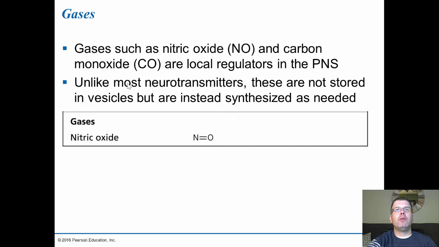Now, there are some other chemicals like nitric oxide and carbon monoxide that are also regulators of the peripheral nervous system, but they're not neurotransmitters stored in vesicles; they're synthesized as needed. Now, nitric oxide, we've talked about this before as a way to stimulate vasodilation. I mentioned this. This is Viagra and that, and also in stimulating blood vessels in the heart. So you do see this a lot of times in the periphery, to stimulate dilation of the smooth muscle in our blood vessels. So that's typically where you see that.